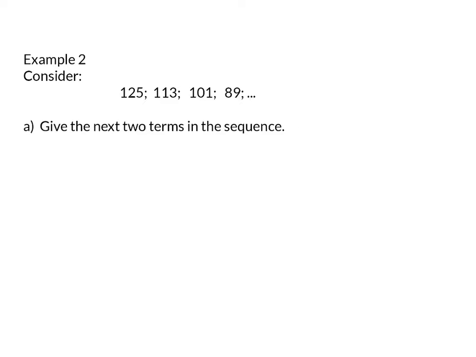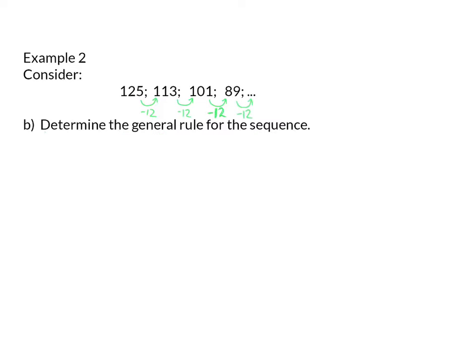Example 2. Consider the sequence, and the first question is to give the next two terms in the sequence. This time we have a constant difference of minus 12 from one term to the next. So to get the fifth term, I'm again going to subtract 12 to get to 77. And if I subtract 12 again, the next term will be 65.